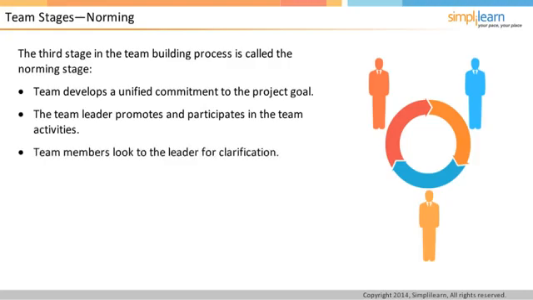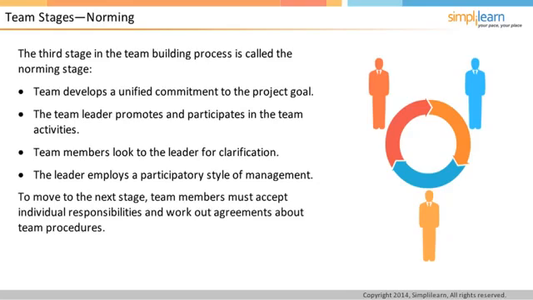rungs of the group. The leader employs a participatory style of management through facilitating change, working to build consensus, and overseeing quality control. Toward the end of this phase, team members need to accept individual responsibilities and work out agreements about team procedures. In the next screen, we will discuss the fourth stage, performing.